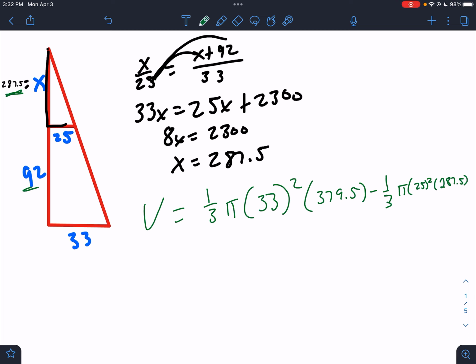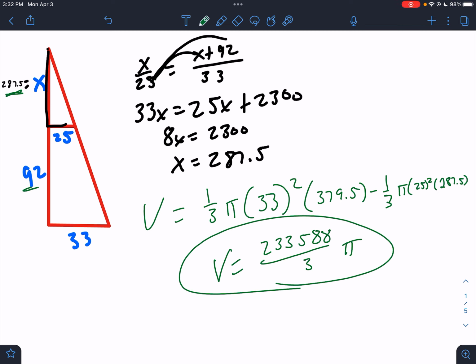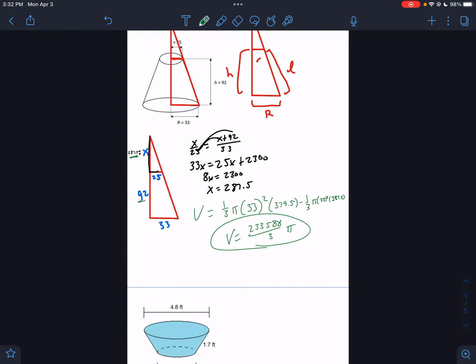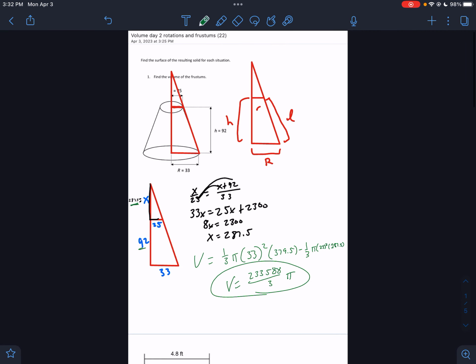leave the pi off. I'm going to do 1/3 times 33 squared times 379.5 minus 1/3 times 25 squared times 287.5. And I'm going to make that a fraction, and this is a wonky fraction, but it's 233,588 all over 3 pi. And that's the final answer here. Volume of the big cone minus the volume of the small cone.